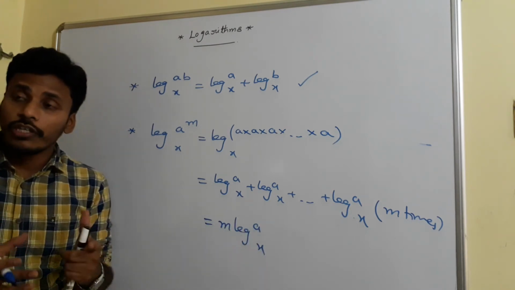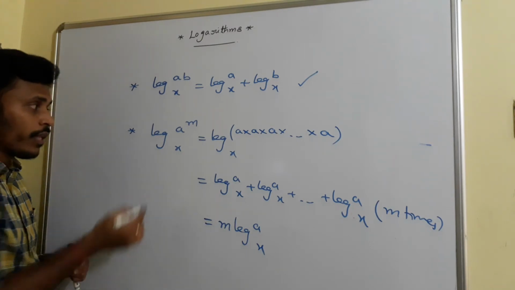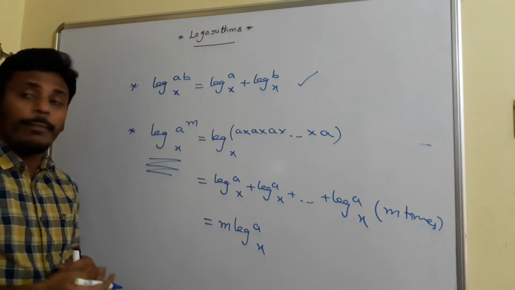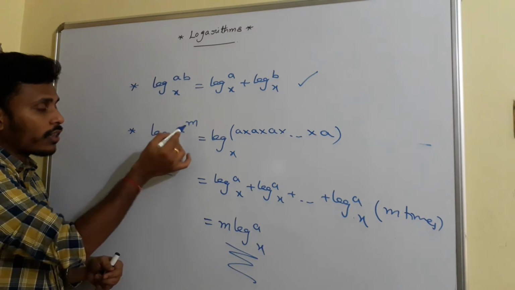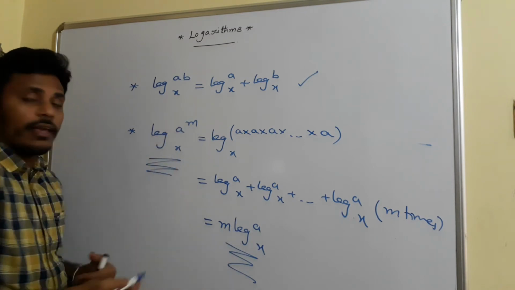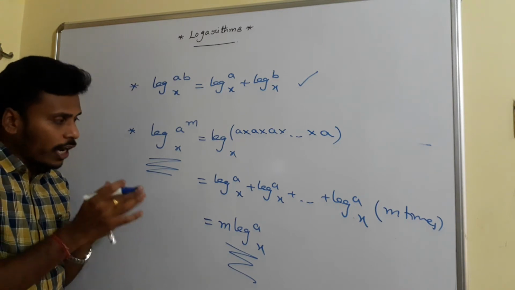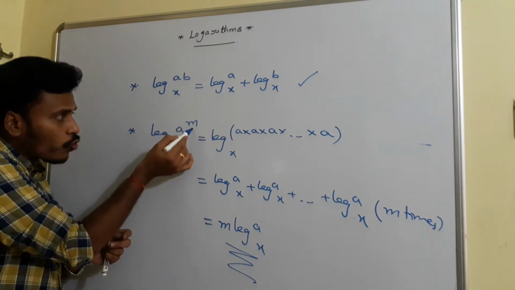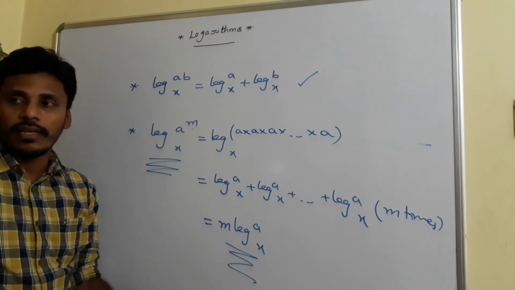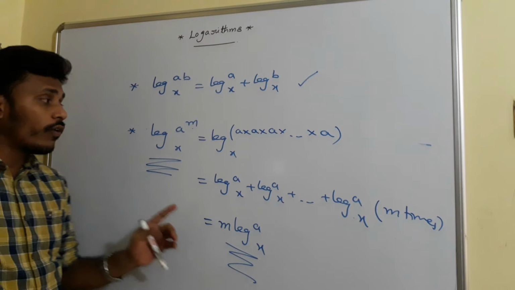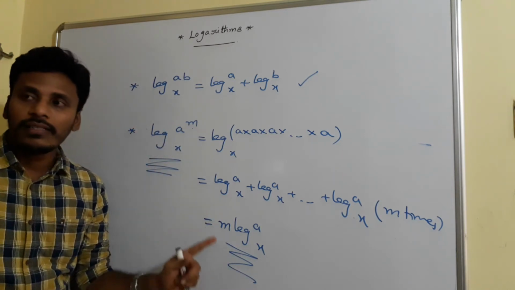Now at the end, just observe the left side part as well as the right side part of what we arrived at. This is logarithm of a power m base x, and this is m log a base x. By observing these two things, you will come to the conclusion that you have a chance to write this m out, like this, m into log a base x. So just keep in mind that you always have a chance to write this m out like m into log a base x.